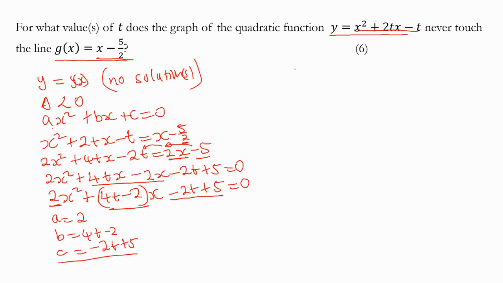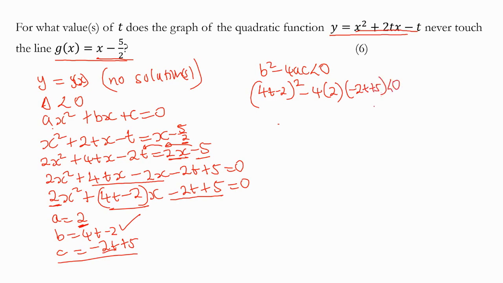Let's substitute into our discriminant. Remember, discriminant is b squared minus 4ac. And we said if there are no solutions, discriminant is less than 0. Then b squared is going to be 4t minus 2 squared, then minus 4, then a is 2, then c is negative 2t plus 5, less than 0.